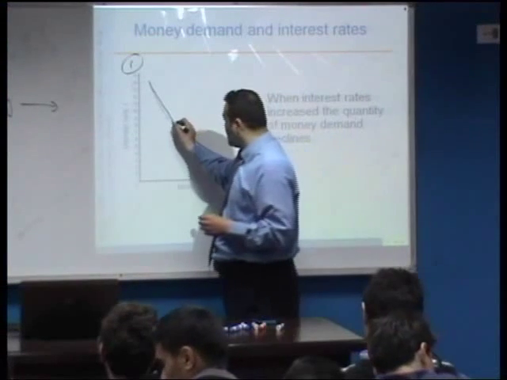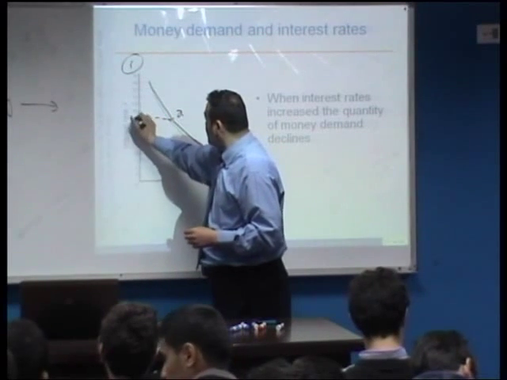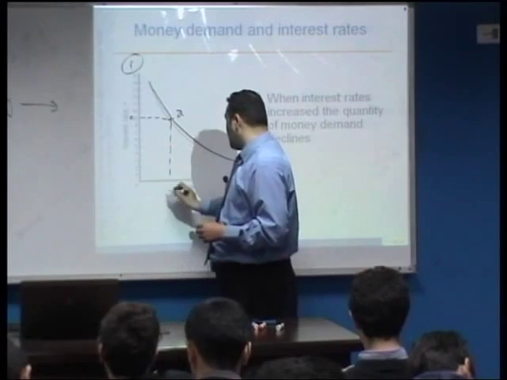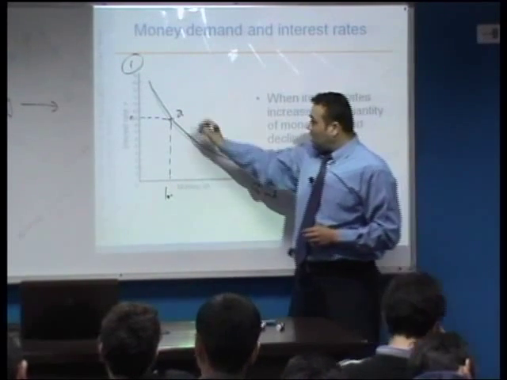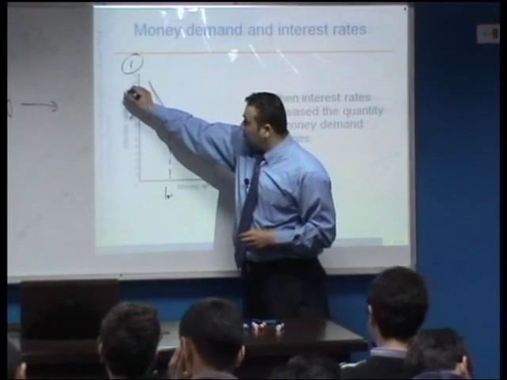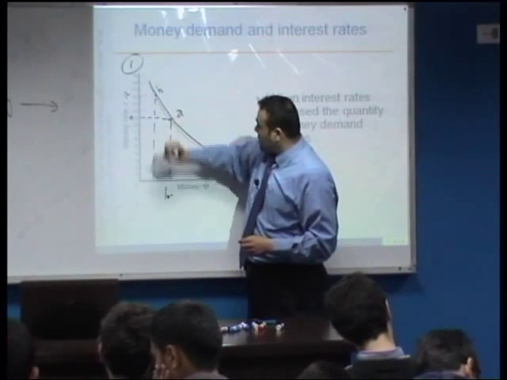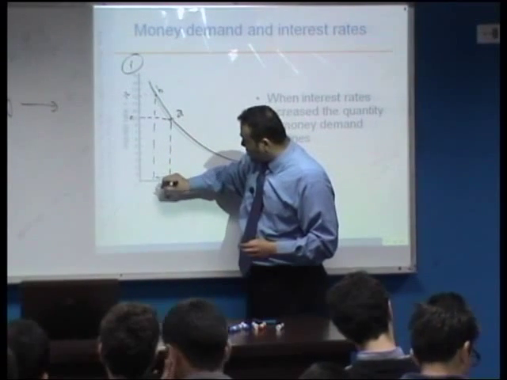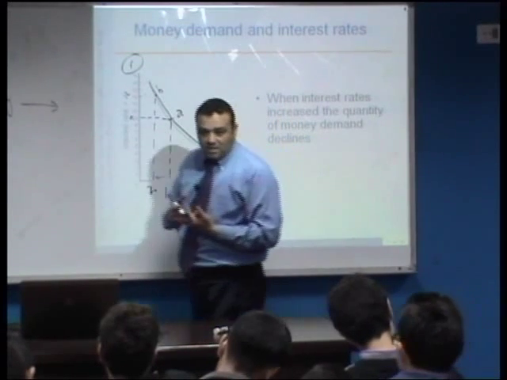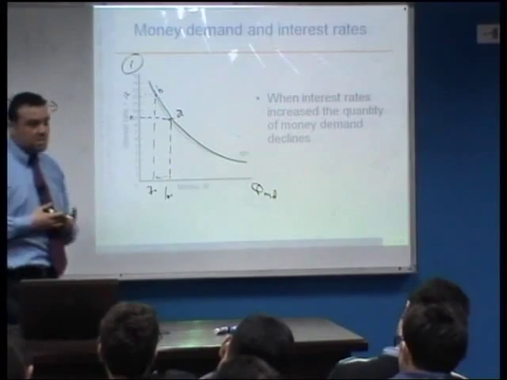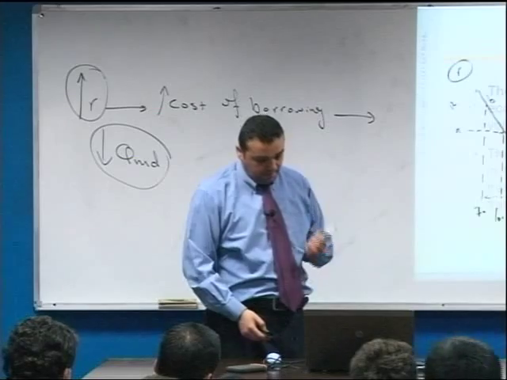As you see, suppose this is point A. At interest rate 9, the quantity of money demanded, suppose it was $100. The increase of the interest rate to 12% leads to a movement to point B. Suppose the quantity of money demanded declined to 70. So we have a negative relationship between the interest rate and the quantity of money demanded.